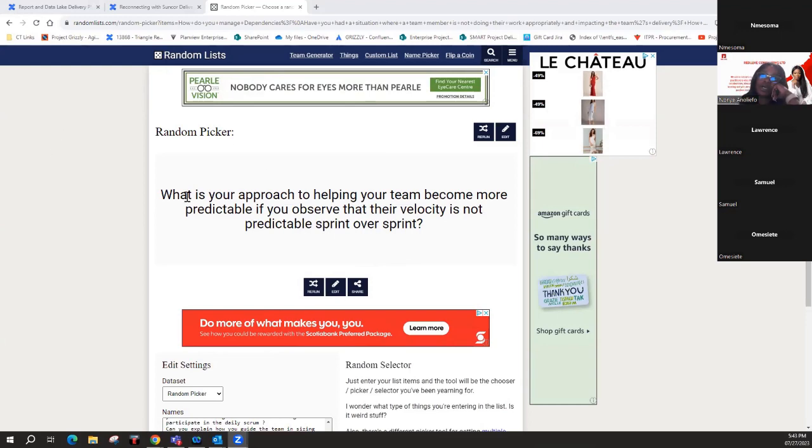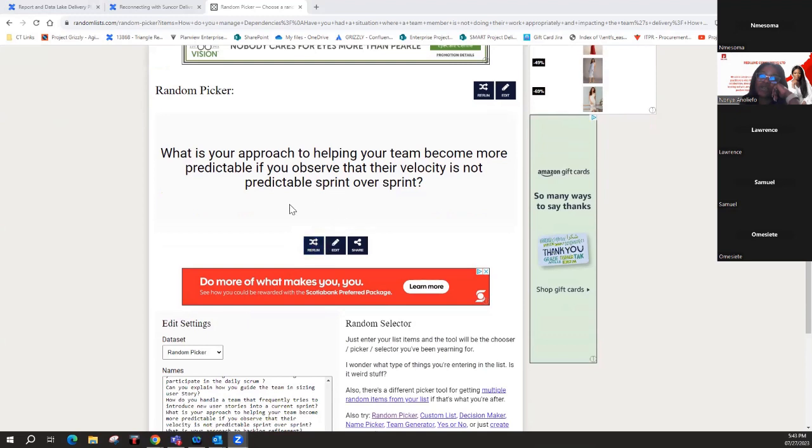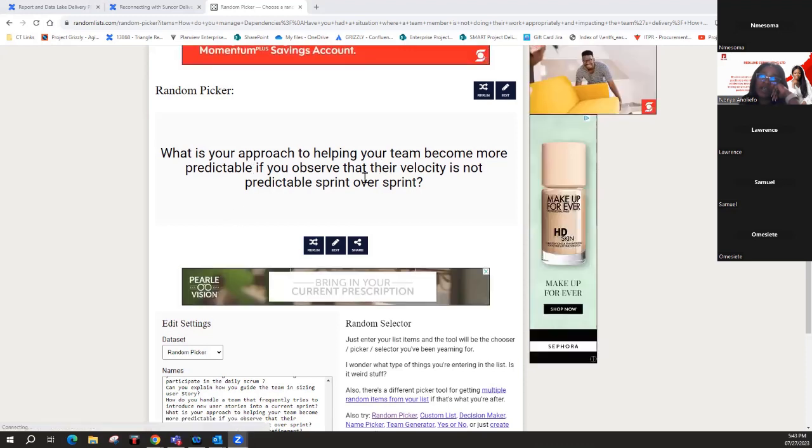So we're going to be using a random picker. Every time I click on return, it will give a new question. So this is the question: what is your approach to helping your team become more predictable if you observe that their velocity is not predictable sprint over sprint?